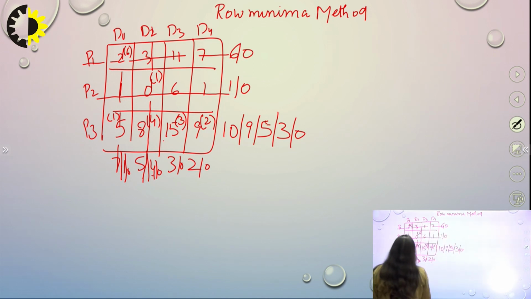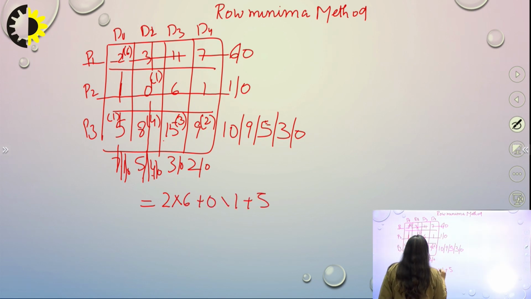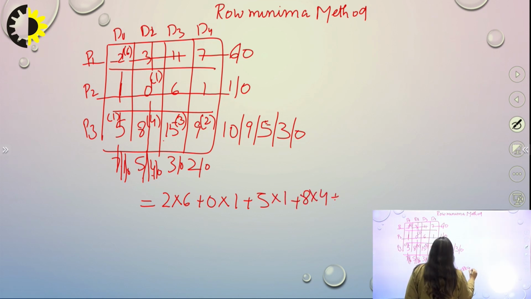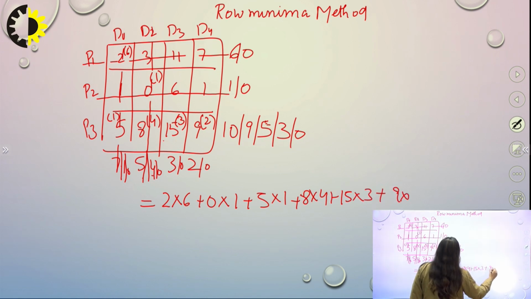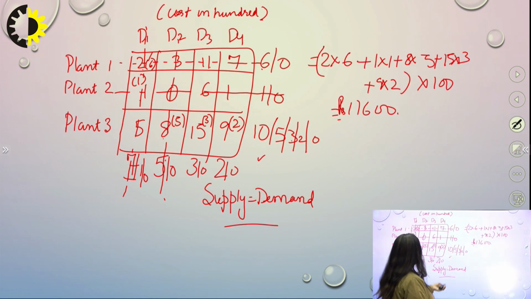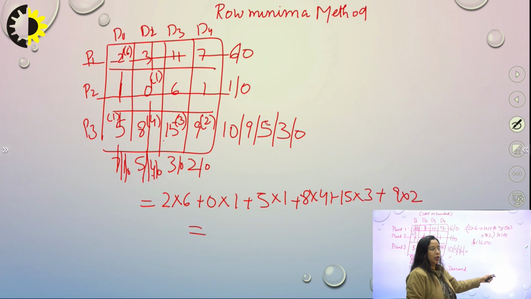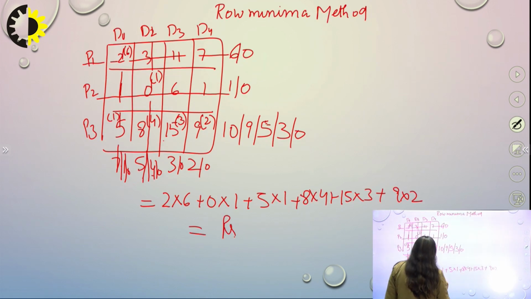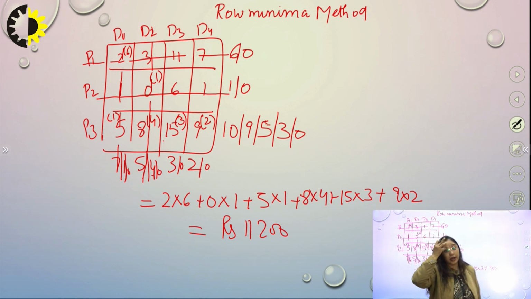So now similarly we will do here 2 into 6 plus 0 into 1 plus 5 into 1 plus 8 into 4 plus 15 into 3 plus 9 into 2. The answer will come out to be around, you can note here, the earlier answer is 11600. Here it will come around rupees 11200. So you can see your cost is reduced and it is just hit and try.